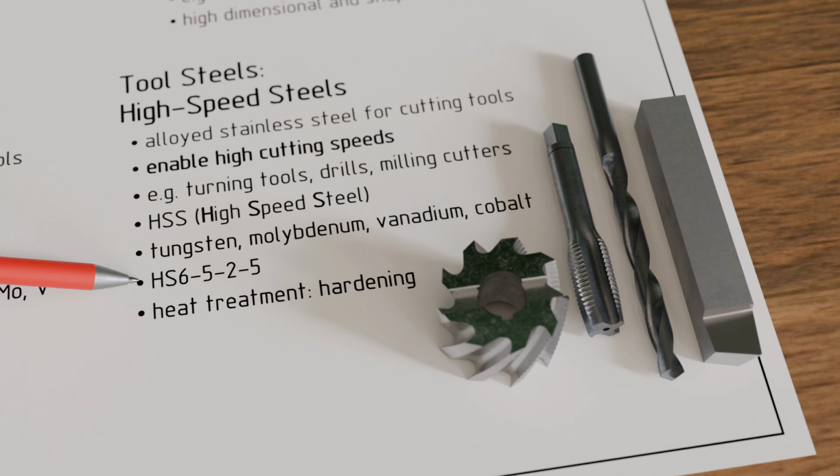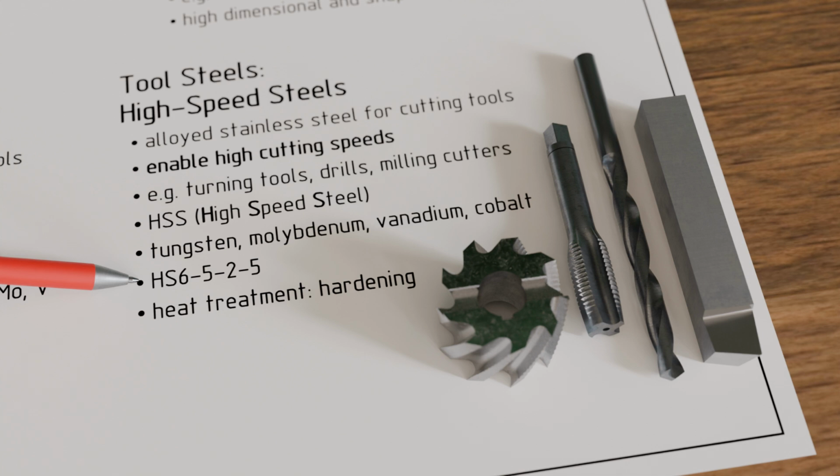For example, the high-speed steel HS6-5-2-5 contains 6% tungsten, 5% molybdenum, 2% vanadium, and 5% cobalt. It also includes about 4% chromium. This HS steel is used, for instance, in the manufacture of thread taps.